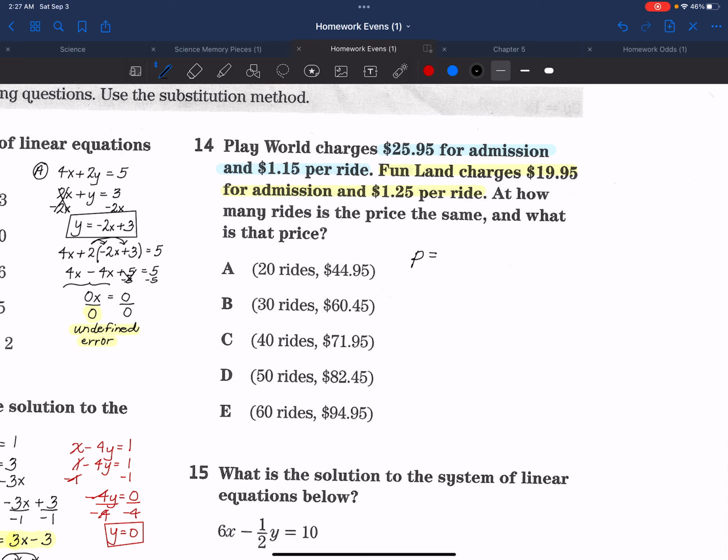So Play World is $1.15 per ride plus $25.95 for admission. And then Funland is $19.95 for admission and $1.25 per ride. So there are my two equations. If I set them equal to each other, that will tell us when the two are the same.